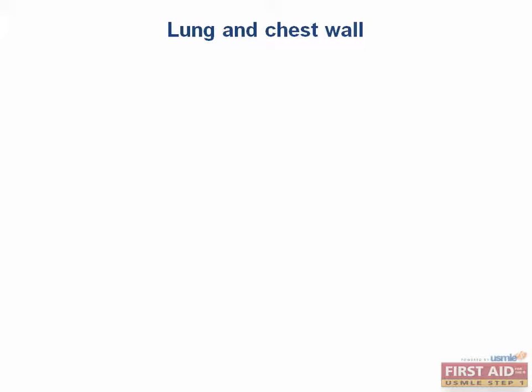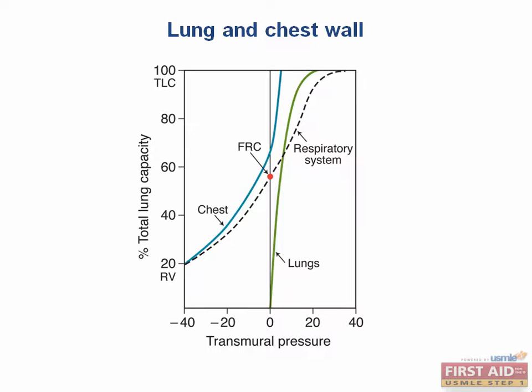Let's now talk about some lung mechanics, specifically those that rely on the lung's compliance, or how well the lung can change volume in response to a certain change in pressure. This graph represents the pressure dynamics between two tissues, the lungs and the chest wall. The blue line represents the chest wall force, the green line represents the lung force, and the dotted line in the middle represents the sum of these two pressures.